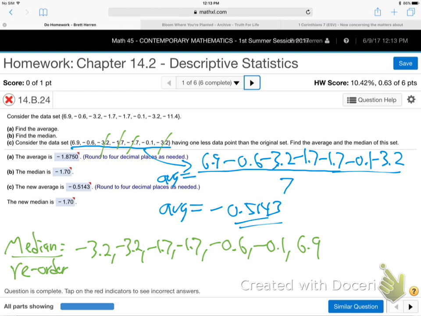Is there 1 in the middle or 2 in the middle? Mr. Cole, what do you think this time? 1 in the middle or 2 in the middle? 1. Yeah, because now there's an odd number of numbers. There's only 7 numbers, so there's 1 in the middle. And who's in the middle? Well, negative 1.7 again. He's right smack in the middle. 3 numbers above him, 3 numbers below him. He's the middle. That's the median. We are done. Is that good?